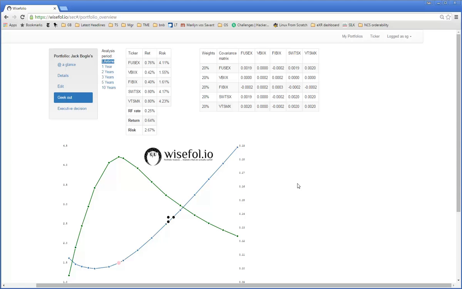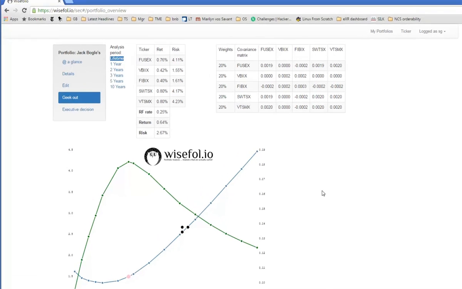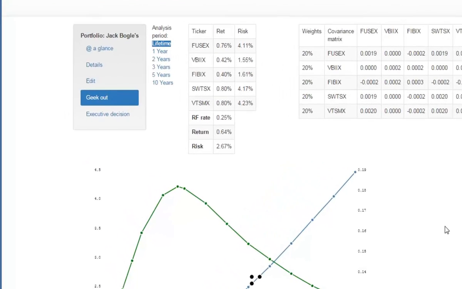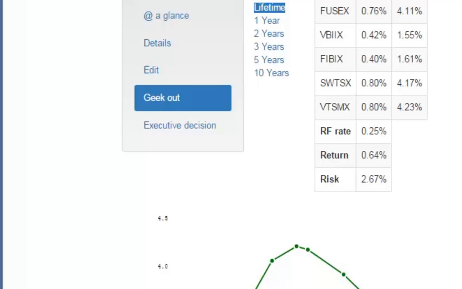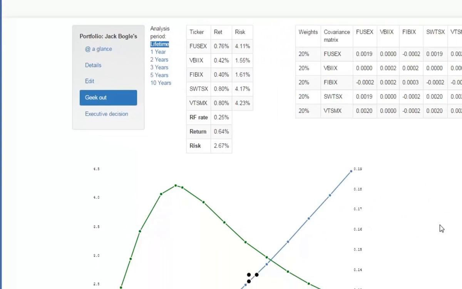In this video, we are going to see a walkthrough demonstration of the Geek Out tab. This and the Executive Decision are two tabs you'll be spending a lot of your time. This is where you realize the full power of the analytics we built for you.